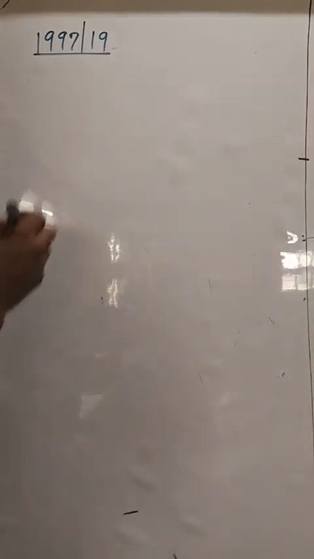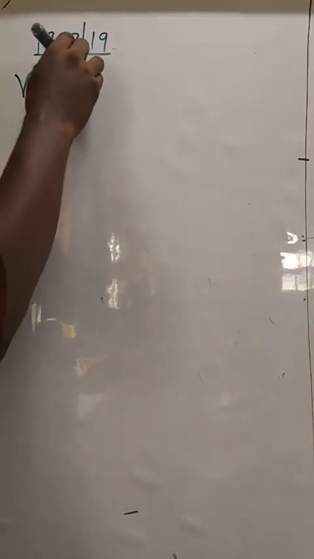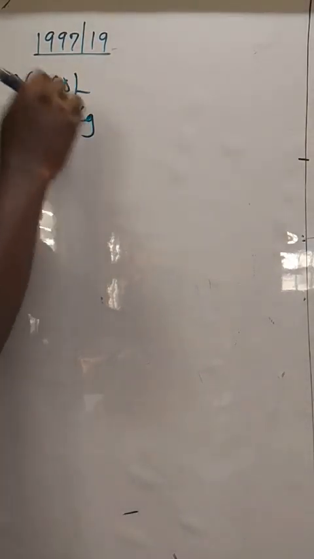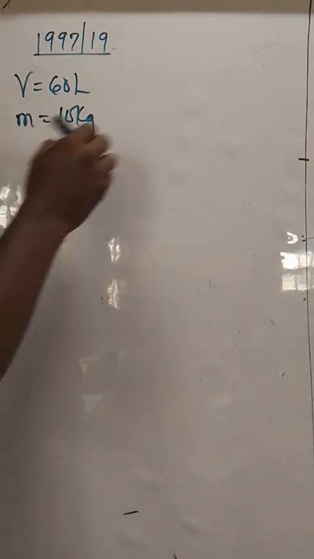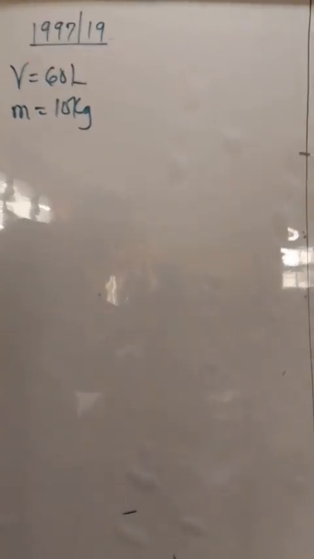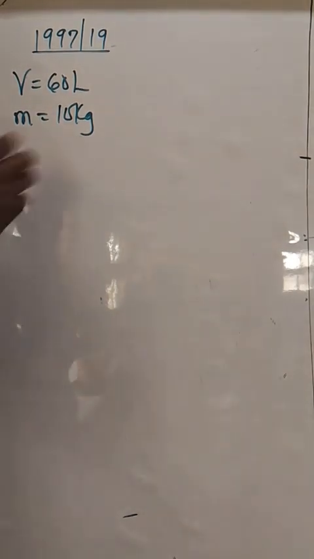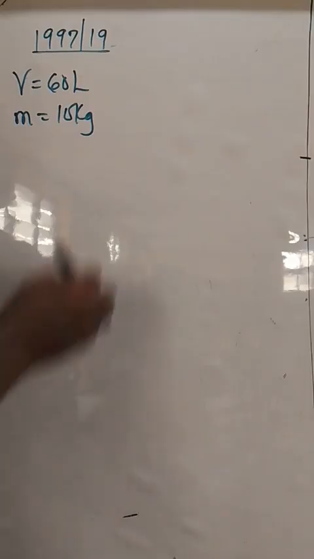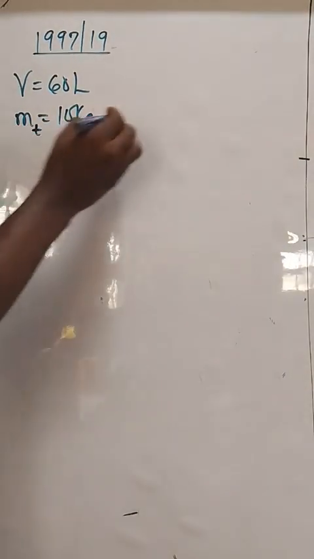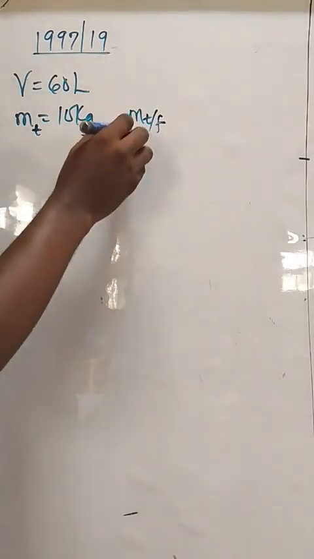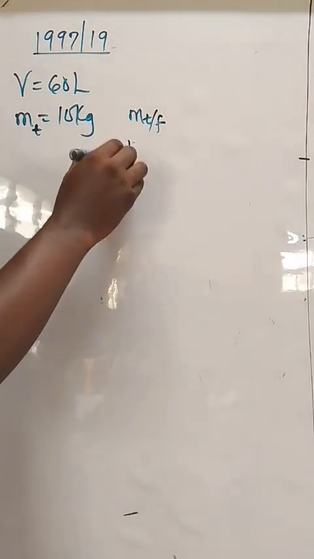1997 question 19. An empty 60-liter petrol tank has a mass of 10 kg. So this is the tank alone. What is its mass when full of fuel of relative density 0.72?